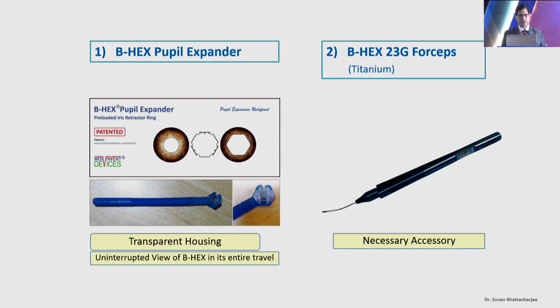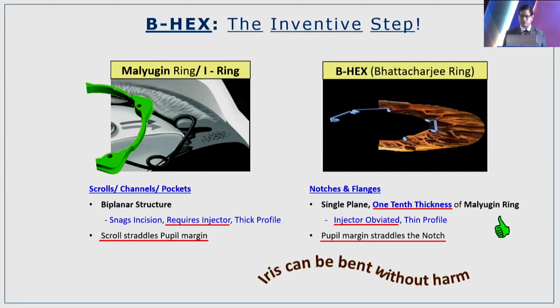Unlike when you're using an injector, you don't know whether the device is twisting, turning, somersaulting inside the injector. The most important difference between the BHEX and any pupil expander device that's been there in the past is that all the devices were biplanar. So this is the device and this is the pupil margin.